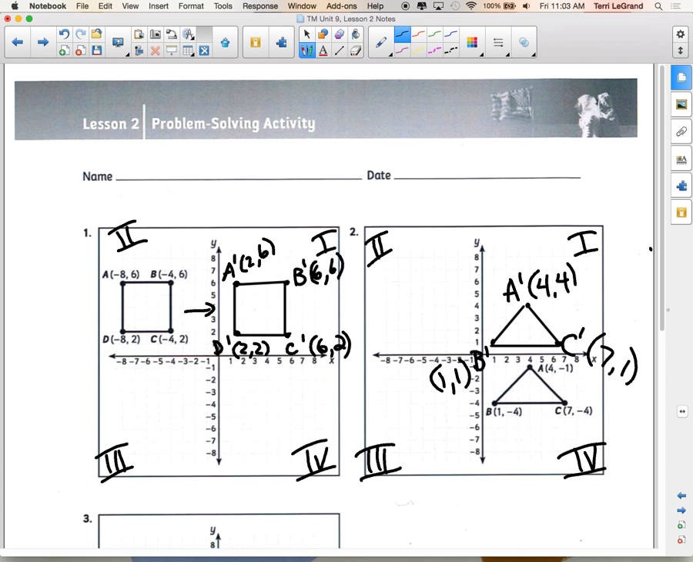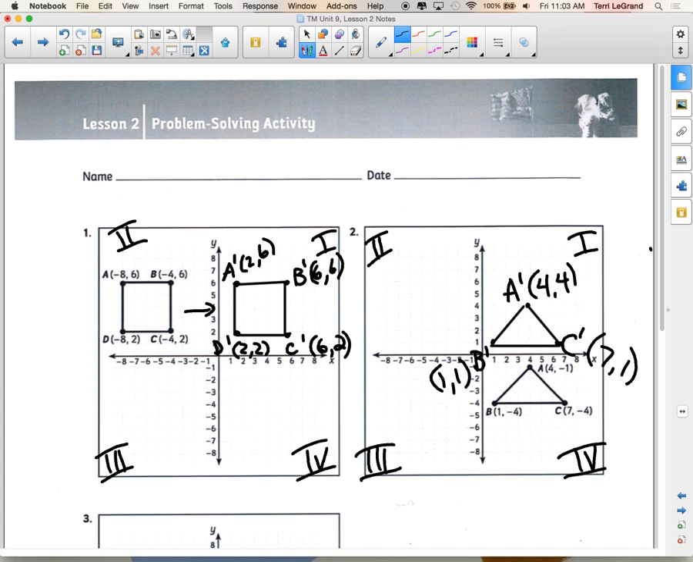Please remember, after you plot those points, don't forget to label them. And then, does it look like you have a triangle that moved up 5? What about the next question we'll answer?